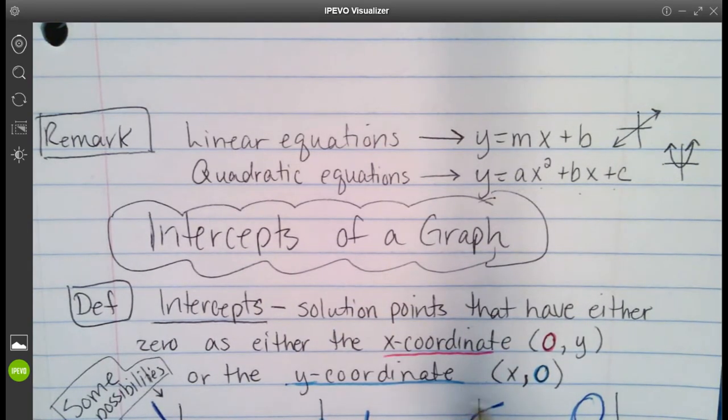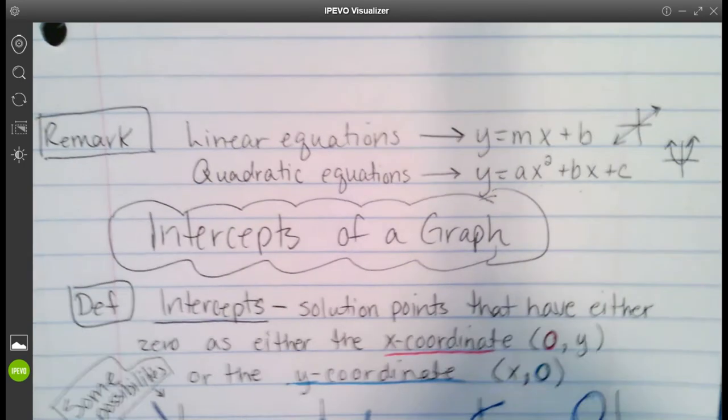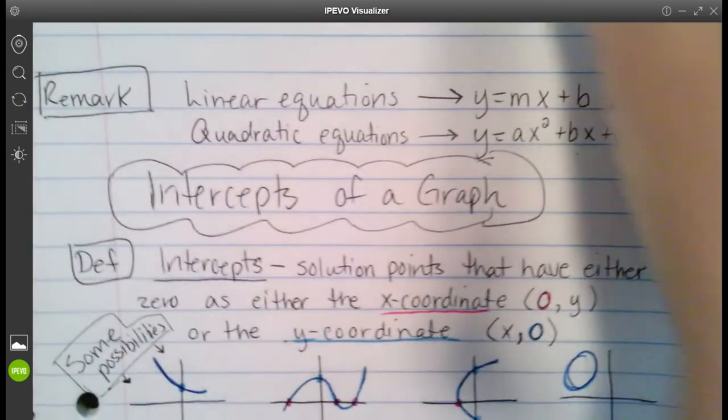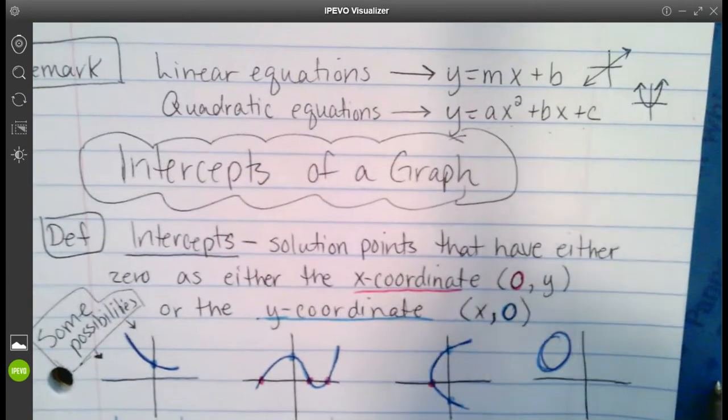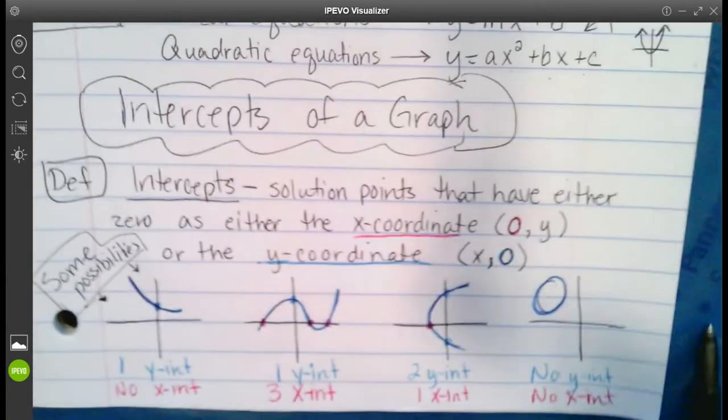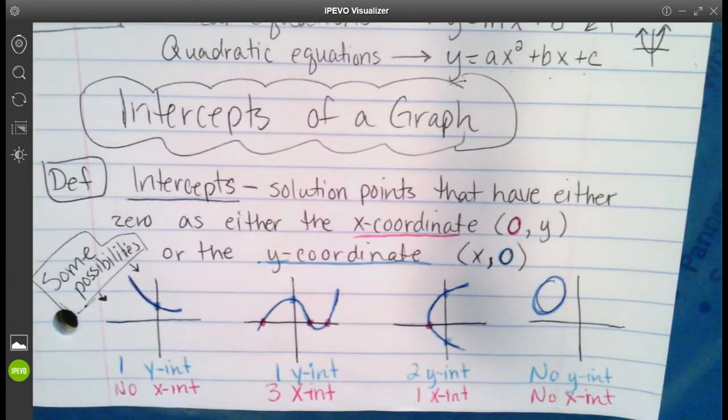So if one of these two are 0, it's considered an intercept because it means it crosses the graph at either the x-axis or the y-axis. So here below are some possibilities that you might have. And again, I'm going to move this up just a little bit. Hopefully you can see all of this. Okay, so go ahead and copy these down first. And these are just some of the possibilities that you might have.